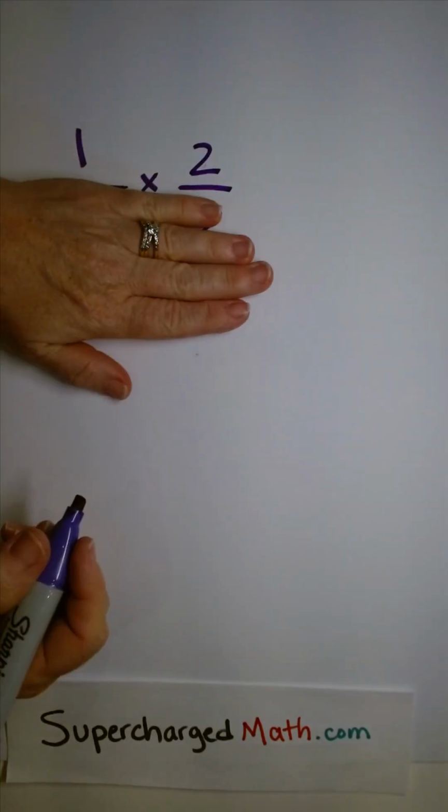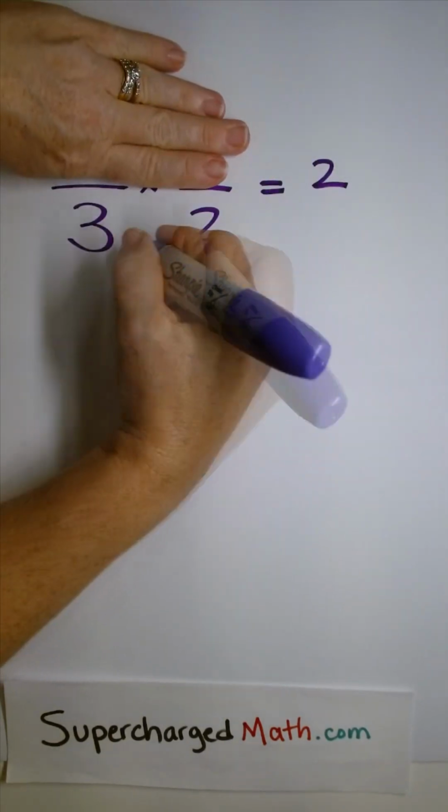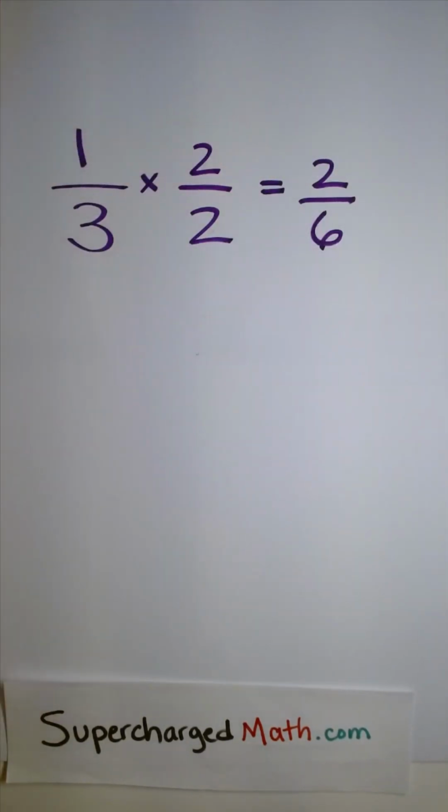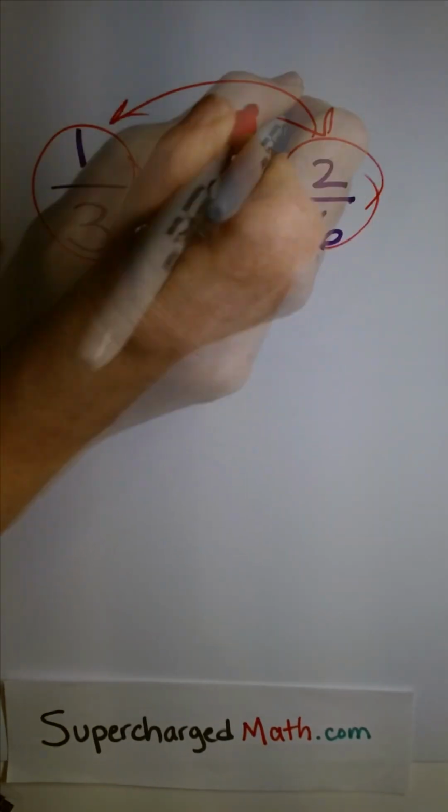This is 1. All right, to multiply fractions, you take the top. 1 times 2 is 2. And the bottom, 3 times 2 is 6. So 3/6 is an equivalent fraction of 1/3.